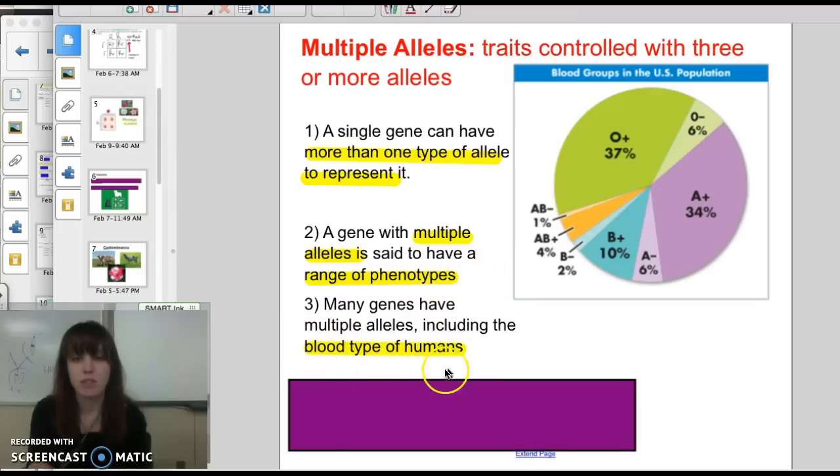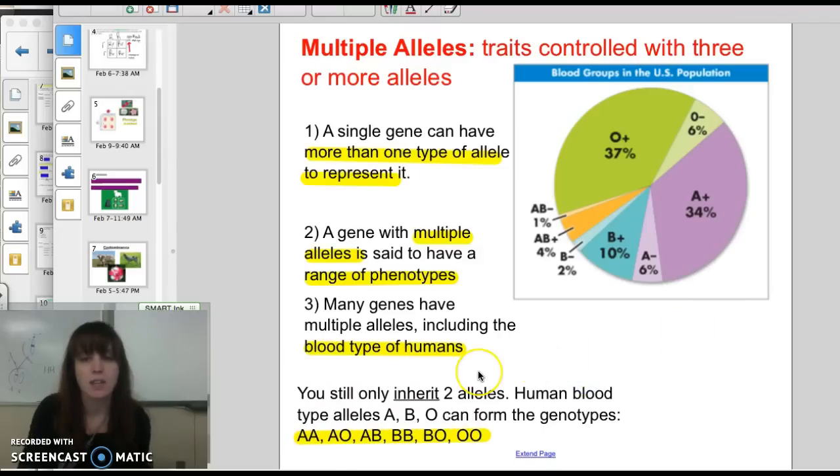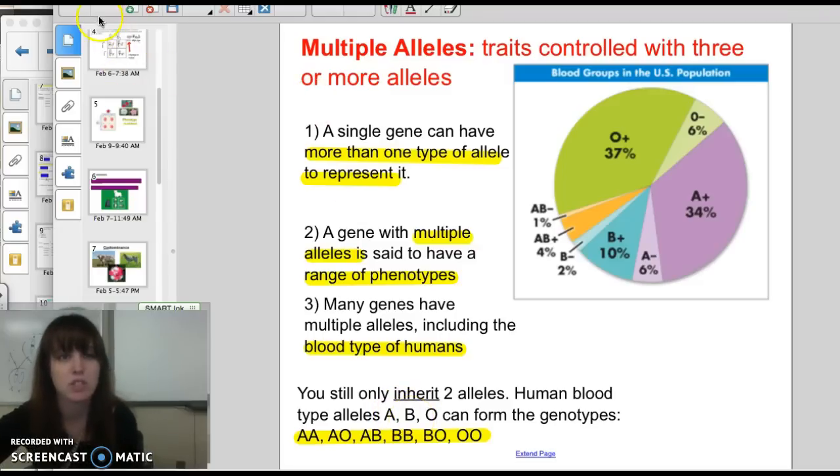An example of this would be our blood type. Okay, we've probably heard that you could have A, B, AB, or O blood type. And you still only inherit two alleles, but the possible alleles you can inherit are more than one type. So here's a whole range of different genotypes an individual can have based on their blood type. It's important to note, maybe make a little note in your notes, that O is recessive and A and B are dominant. And that will make sense when we do a Punnett square for blood type.